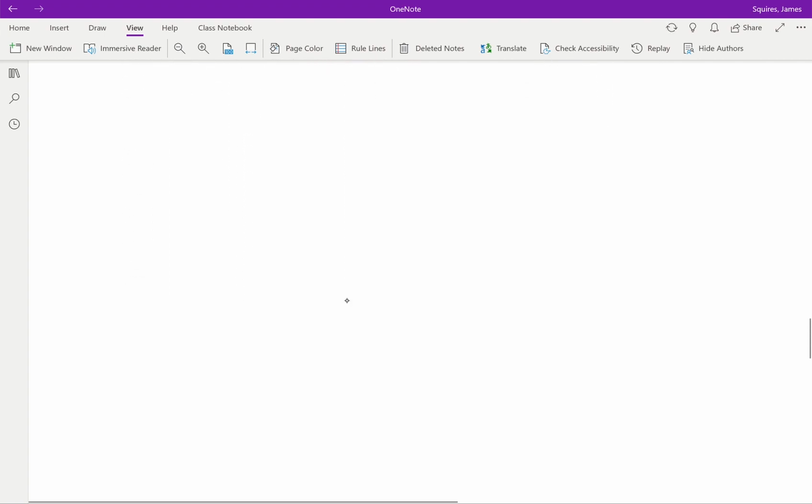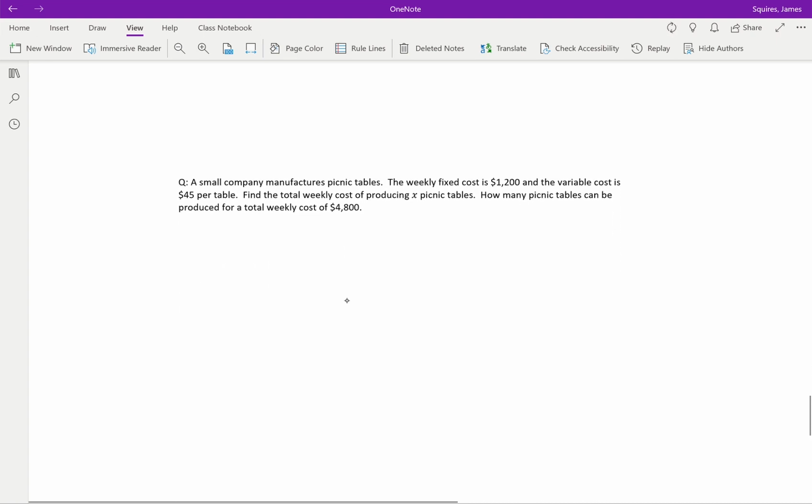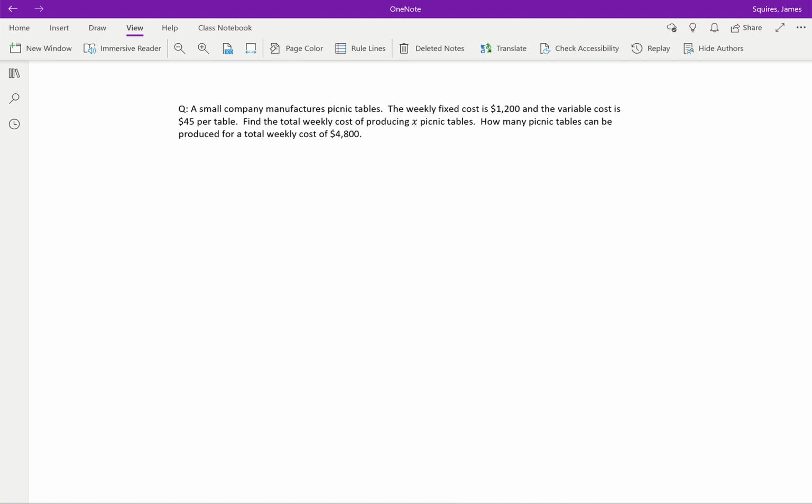Alright, so let's deal with a standard word problem that we might get in which we can use lines and graphs. A small manufacturing company manufactures picnic tables. It has a weekly fixed cost of $1,200 and a variable cost of $45 per table. Find the total weekly cost of producing x number of tables. How many picnic tables can be produced for a weekly total cost of $4,800?